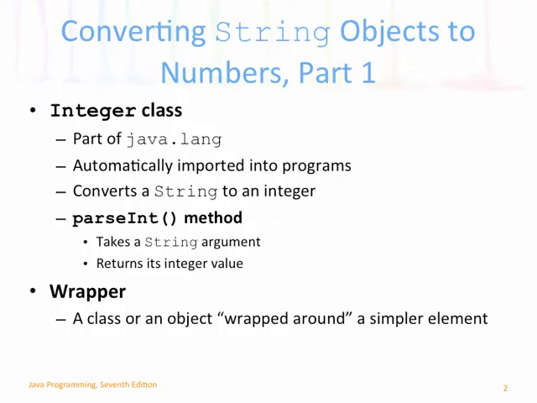Converting string objects to numbers. The Integer class is part of java.lang. It's automatically imported into your programs, and it can convert a string into an integer. There are other valuable methods contained inside the Integer class, but right now let's focus on parseInt. The parseInt method takes a string argument and returns its integer value.